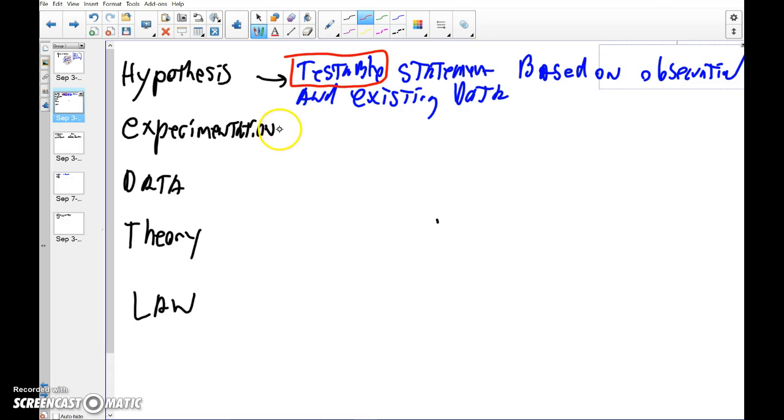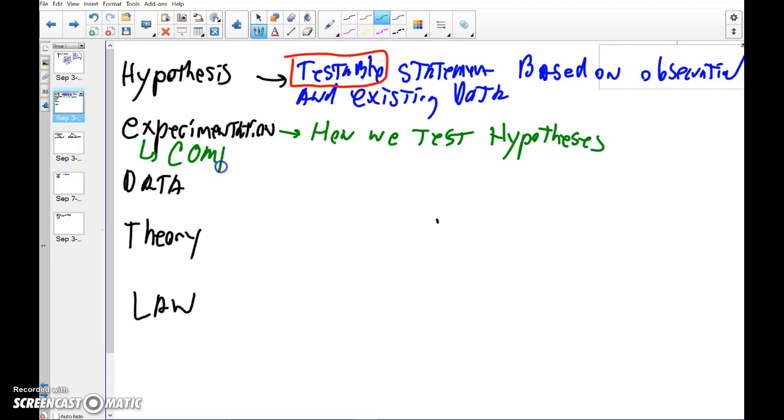Now, experimentation is a really key concept when it comes to science. All right, experimentation is actually how we test hypotheses. When you think about experiments, and I mentioned this in class a couple times while we were discussing vocabulary, all experiments are comparisons. We'll talk about that a little further on in the presentation, but it's important to realize that an experiment is always a comparison.